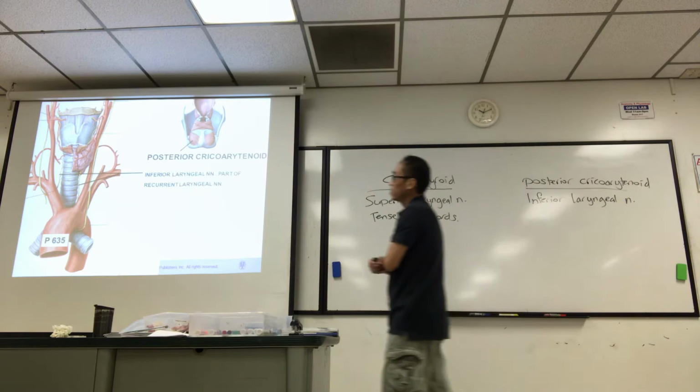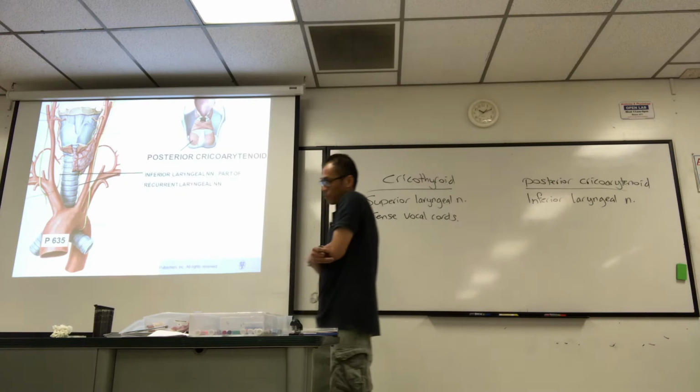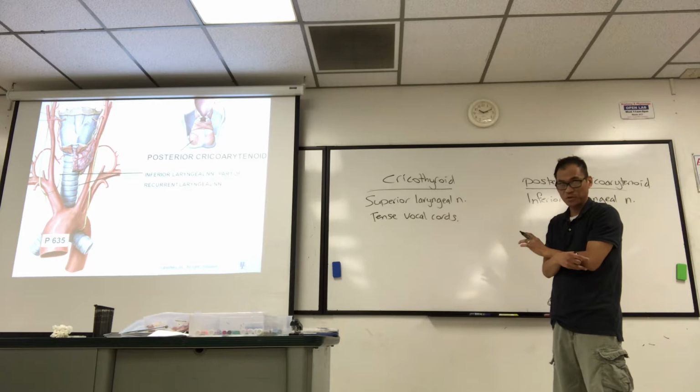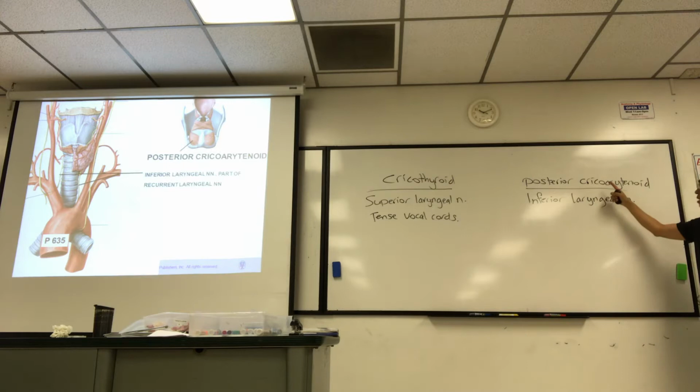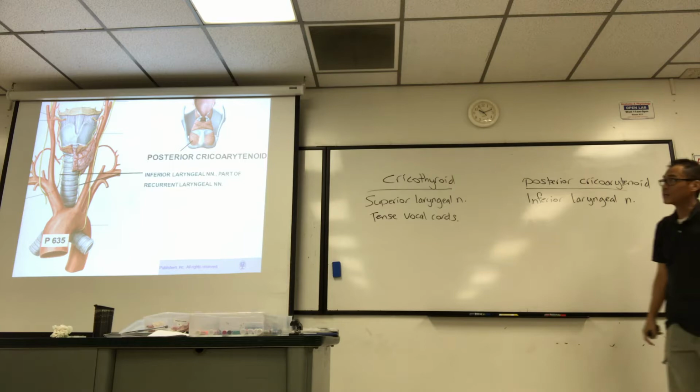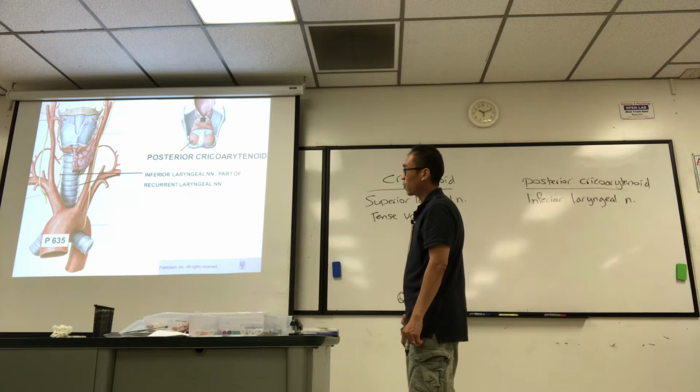There are many different reasons why you name a muscle. These are named for the cartilages they attach to, right? Cricoid cartilage, thyroid cartilage, on the posterior aspect. Cricoid cartilage, arytenoid cartilage. Let's remember that the arytenoids move the vocal cords. The action of this muscle is to abduct the vocal cords.